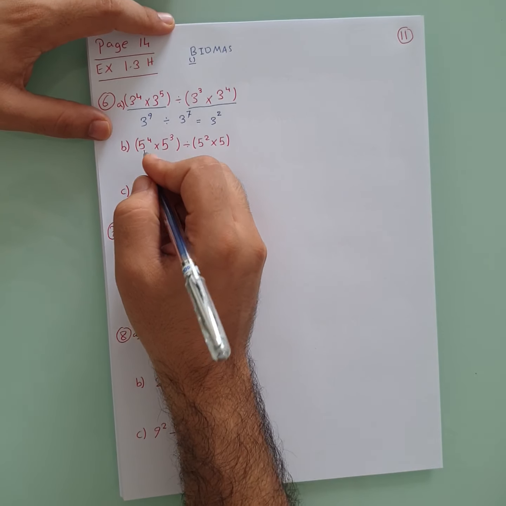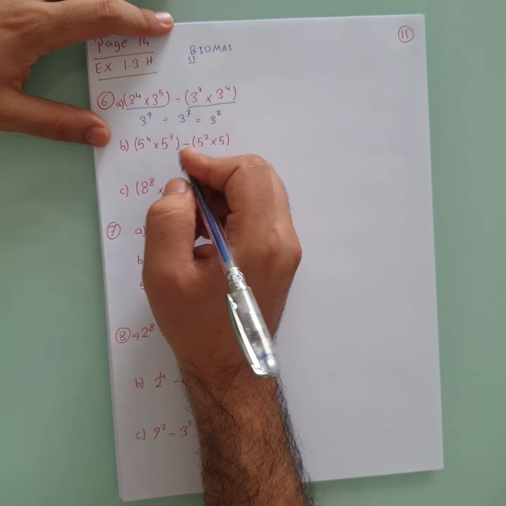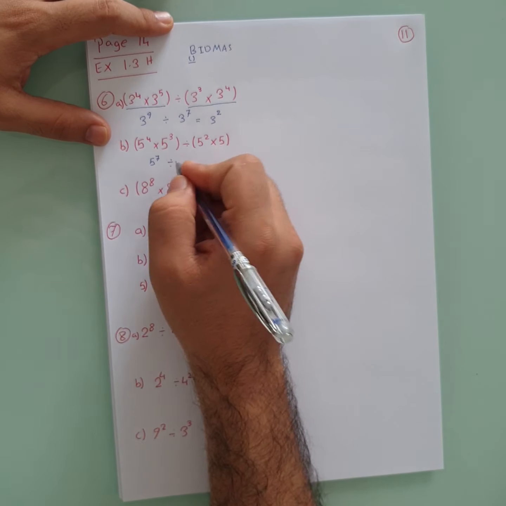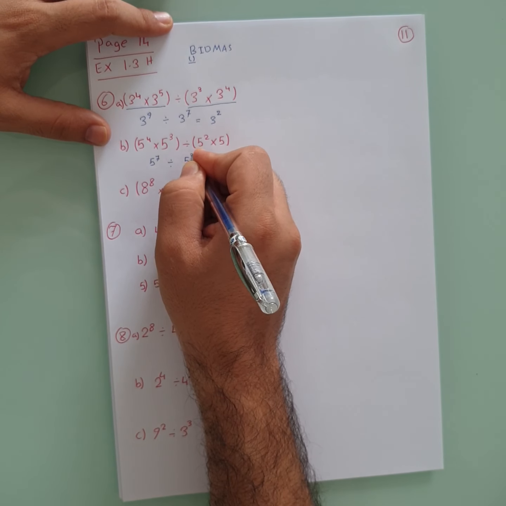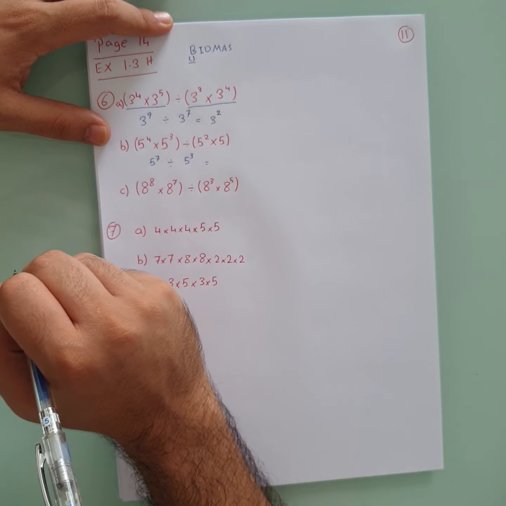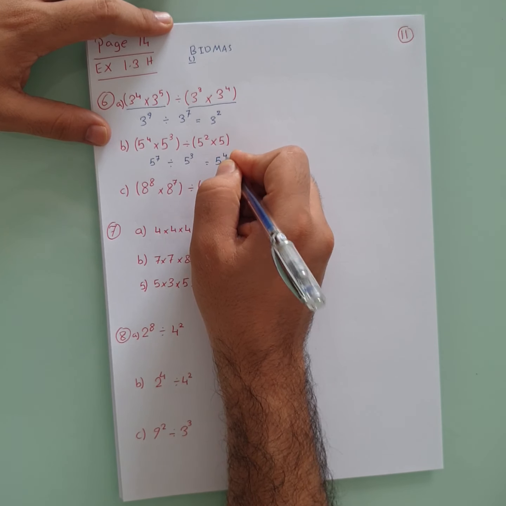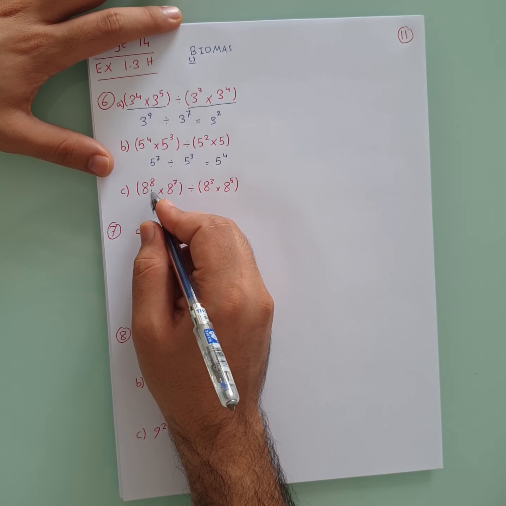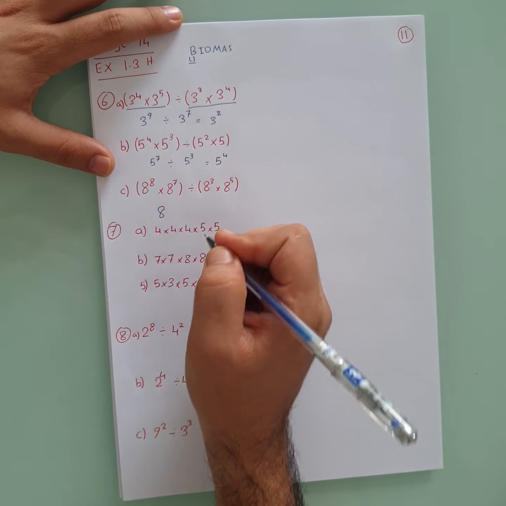Same goes here. 5 to the power of 4 times 5 to the power of 3, it is 5 to the power of 7. Divided by 5 to the power of 2 times 5, it is 5 to the power of 3. So it's going to be 7 minus 3, which is 4. So it's going to be 5 to the power of 4. Same goes here. 8 to the power of 8 times 8 to the power of 7. This is 8 to the power of 15.